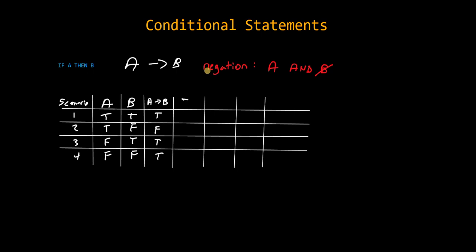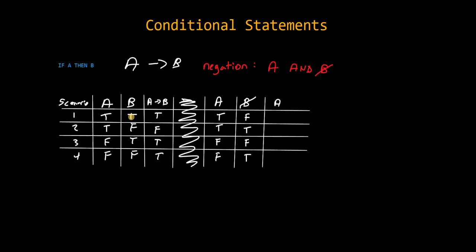Here, maybe I'll skip this column just so it's more clear. I'll write out A again as is. I'll write out not B. This is B here. This column is B. So when I do not B, I have to flip these. I have to flip the truth values. So true becomes false, false becomes true, true becomes false, false becomes true.